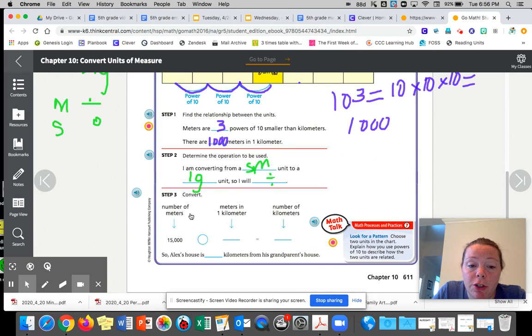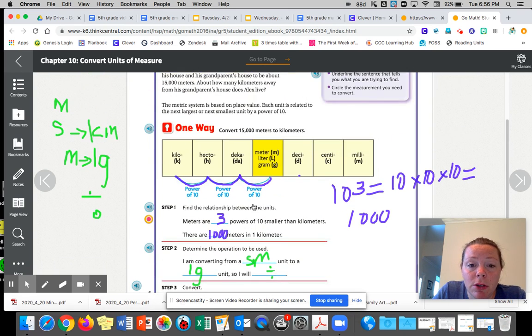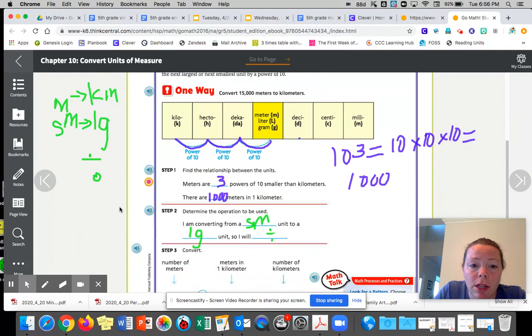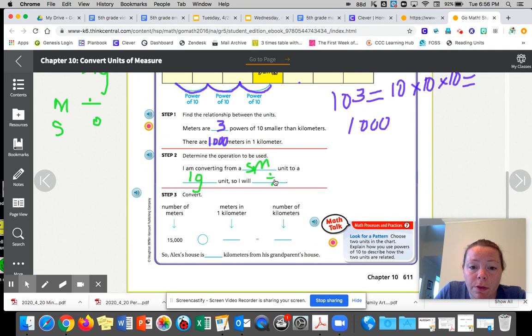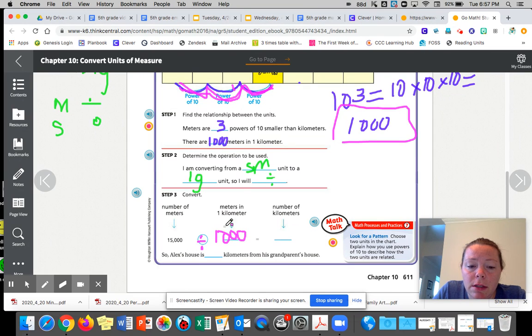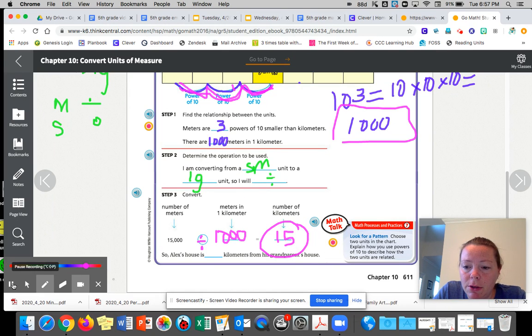So now I'm going to do my conversion. They gave us 15,000 meters. Convert 15,000 meters to kilometers. We figured out that we're going to divide, and that there are 3 powers of 10 from meters to kilometers, which is 1,000. So there are 1,000 meters in a kilometer. 15,000 divided by 1,000 is 15. So 15,000 meters is equal to 15 kilometers.